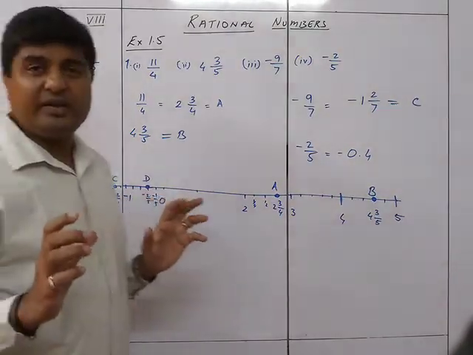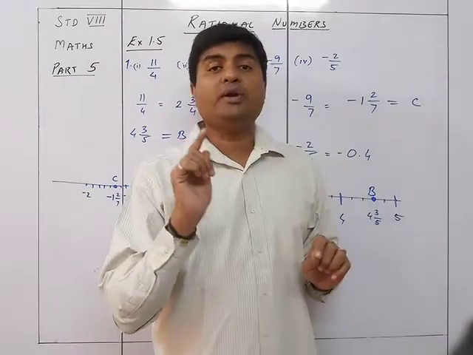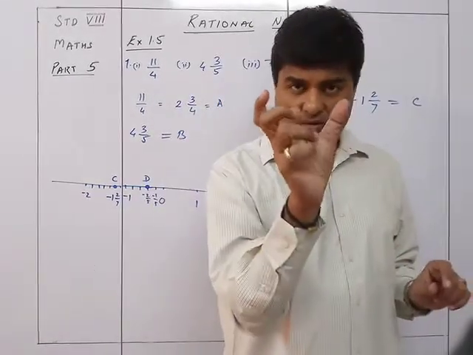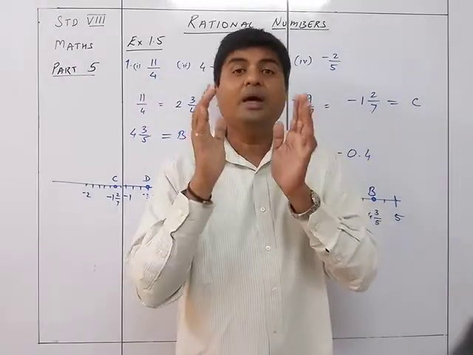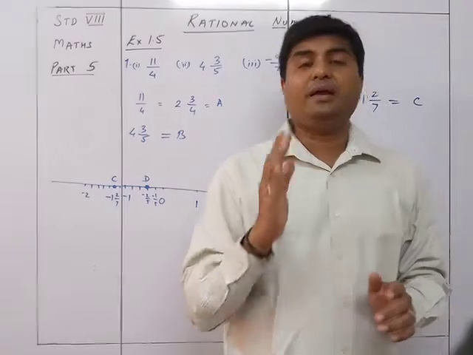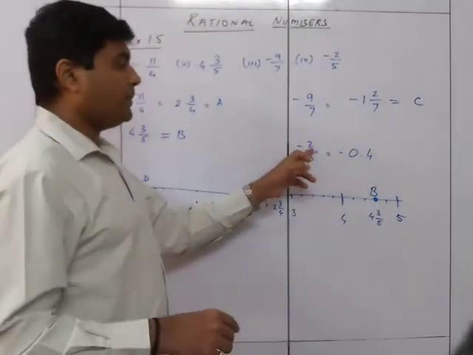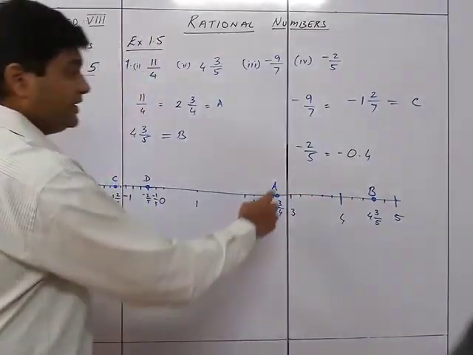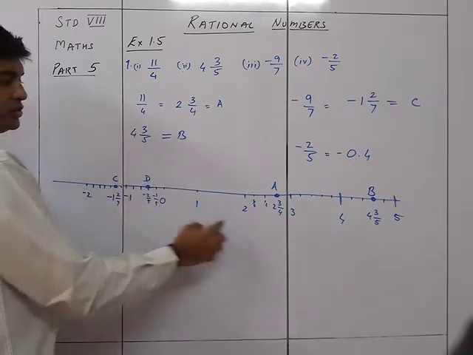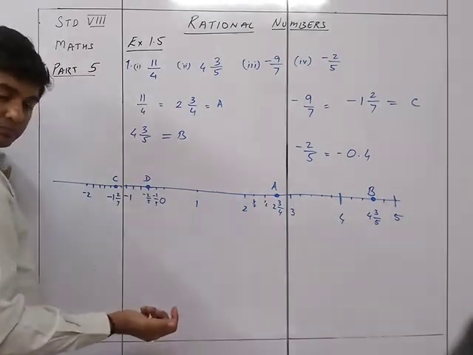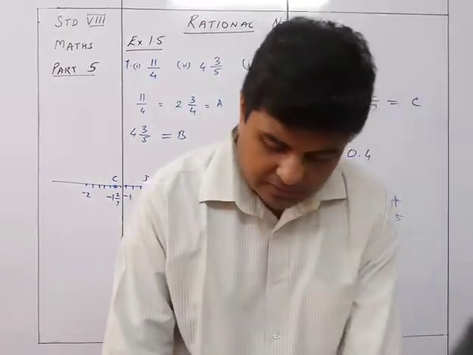So accordingly, depending upon the denominator, I am going to divide that particular part between the whole numbers, between 2 and 3 or -1 and -2, into that many parts. Okay, and then I take that particular part which you need to mark. So this was -2, so it will be the second part. Here it was 3, so I took the third part. Clear? So that is how you are going to represent it on the number line.